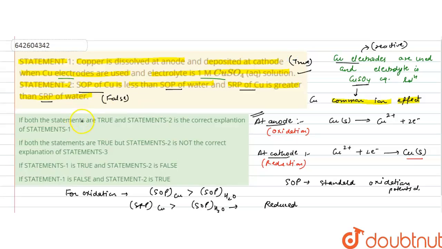So the correct answer to this question is: statement 1 is true and statement 2 is false. So the correct answer to this question is option C. I hope you understood the solution.